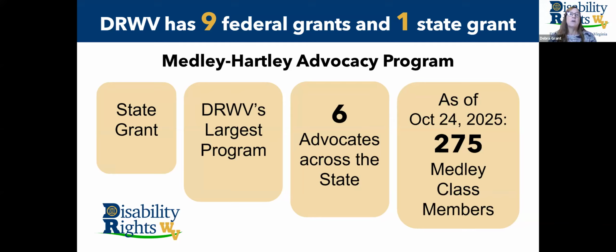To be a Medley class member, a person has to be a resident of West Virginia. They have to have an intellectual developmental disability. They have to have been hospitalized in a state psych hospital for more than 30 days before they turn 23. And then this is kind of a carryover from the original: they have to be born after some random date, like April 15th, 1959, or something that doesn't really matter anymore.